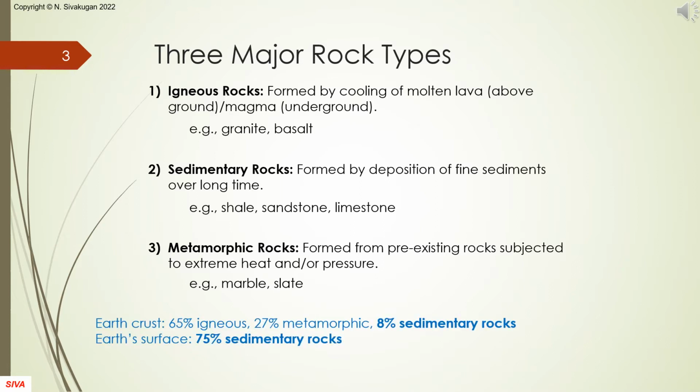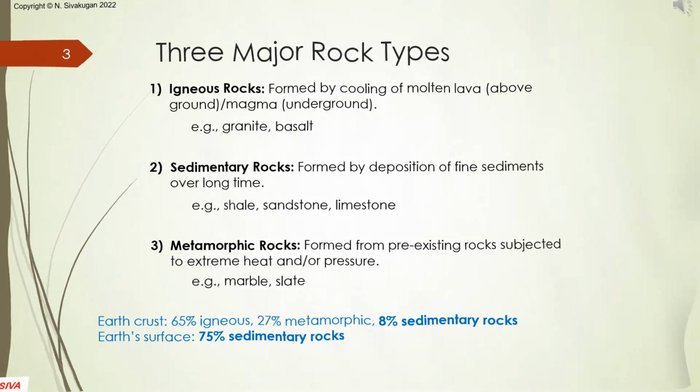Depending on how they are formed, rocks can be grouped under igneous, sedimentary or metamorphic rocks. Igneous rocks are formed by solidifying molten lava or magma. Sedimentary rocks are formed by deposition of sediments over years. Metamorphic rocks are formed by subjecting pre-existing rocks to pressure and/or temperature. While 65% of the Earth's crust is igneous rocks, 75% of rocks on the Earth's surface are sedimentary rocks.